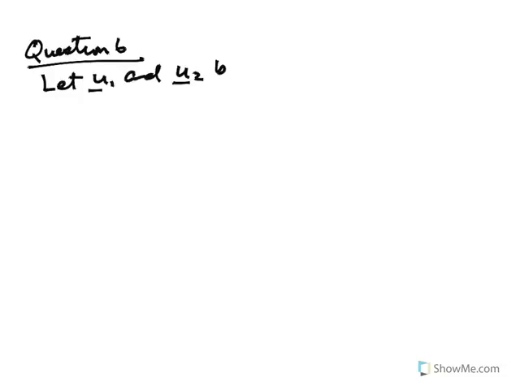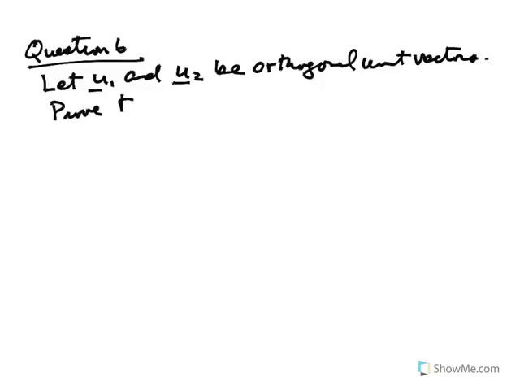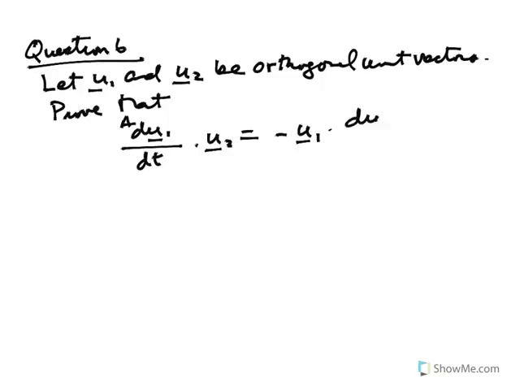So now let's go to question 6. Let U1 and U2 be orthogonal unit vectors. Prove that du1 dt in A dotted with u2 is equal to minus u1 dotted with du2 dt in A. So here's the solution.